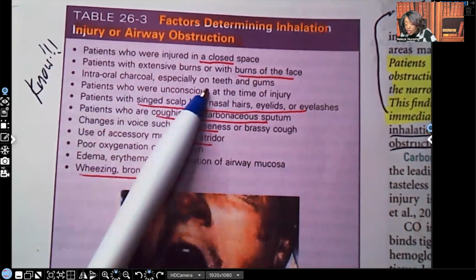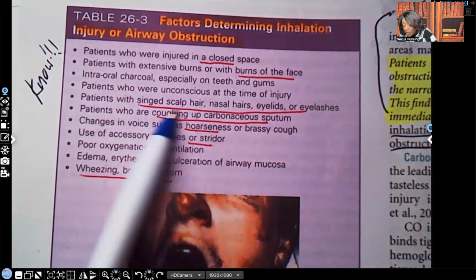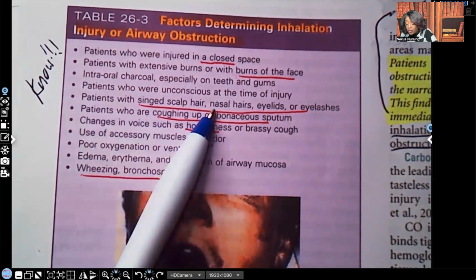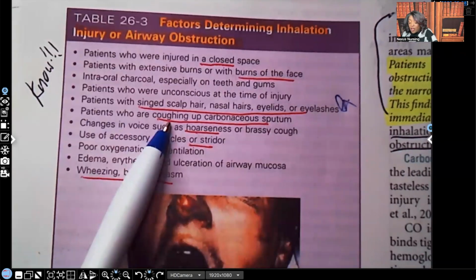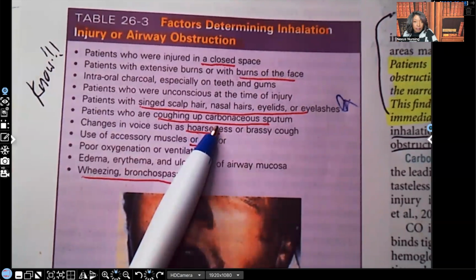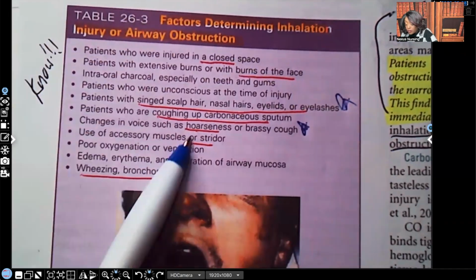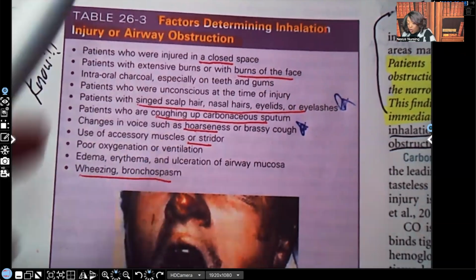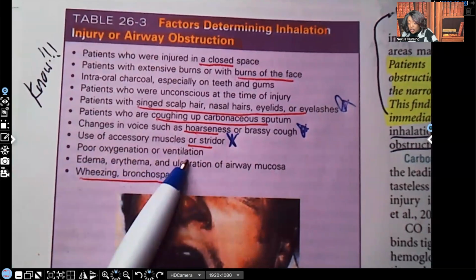Intraoral charcoal, especially on teeth and gums. Patients who are unconscious at the time of injury. So there's smoke, but they were unconscious, so it's not like they could have got up and ran away. Patients with singed hair, nasal hairs, eyelids, eyelashes. Patients who are coughing up carbonaceous sputum. Changes in the voice, such as hoarseness or brassy cough. That's another test question. Use of accessory muscles or stridor. That's another test question. Poor oxygenation or ventilation.